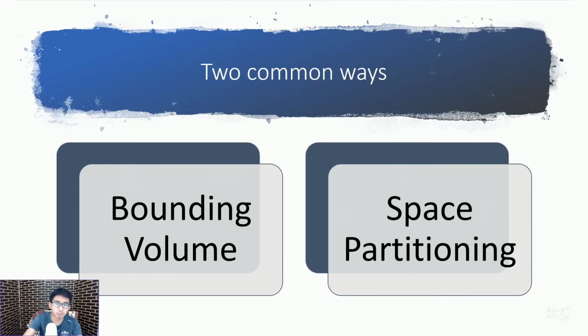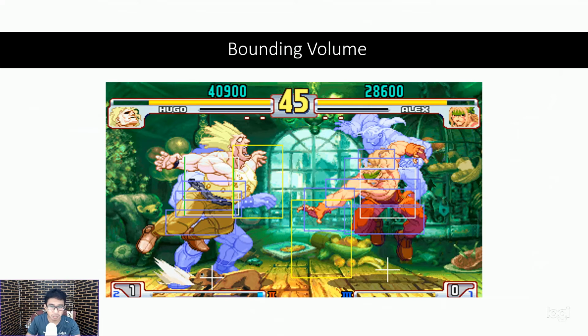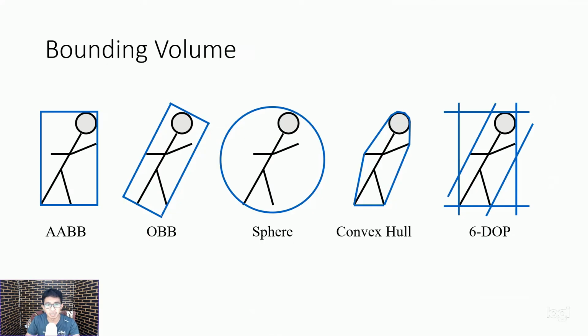So these are two common ways to detect collision in broad phase: bounding volume or space partitioning. With bounding volume, the object itself is bounded with a box, or another type of bounding volume. These are a few other types of bounding volume. The very common ones are AABB, OBB, sphere, convex hull, which follows the object itself, and so on.